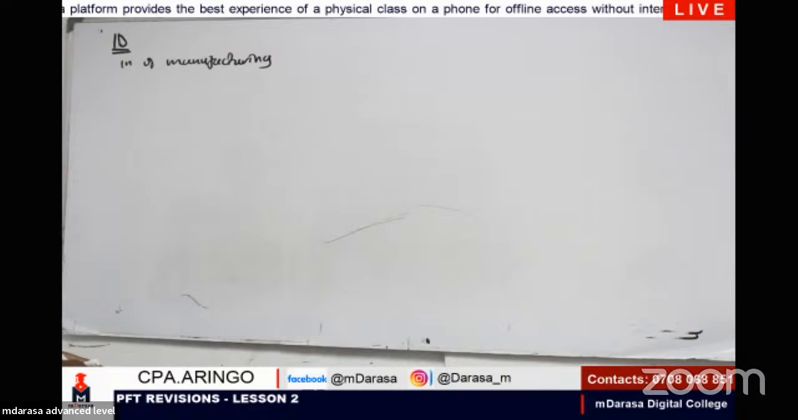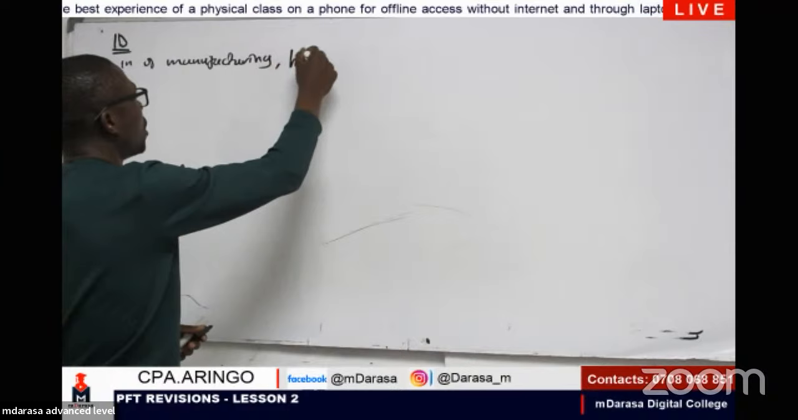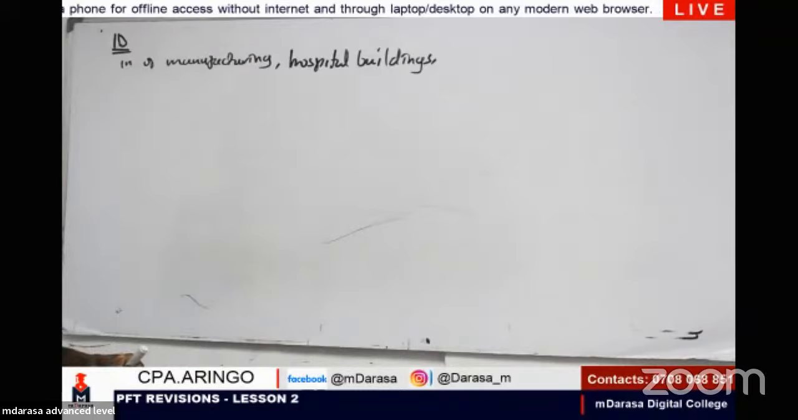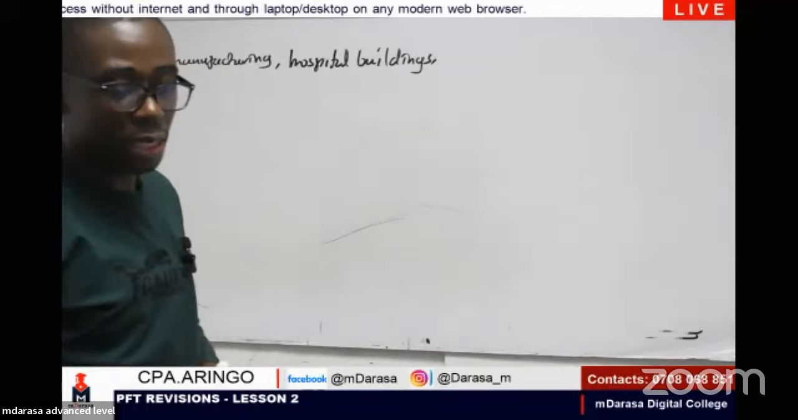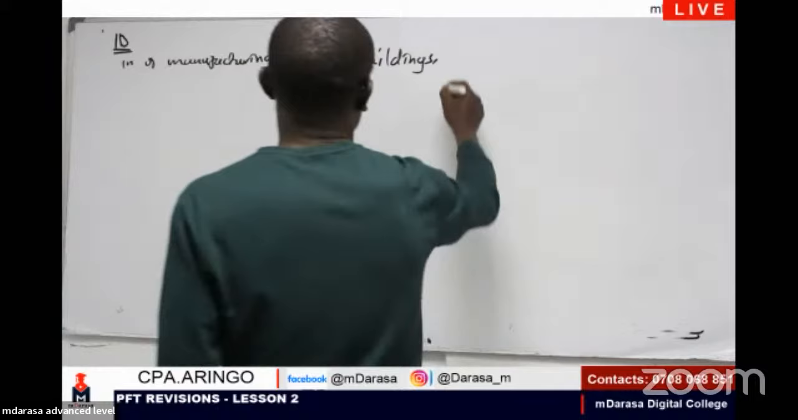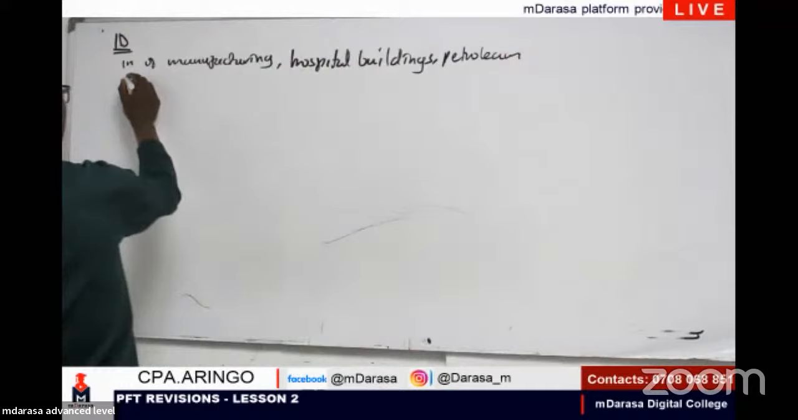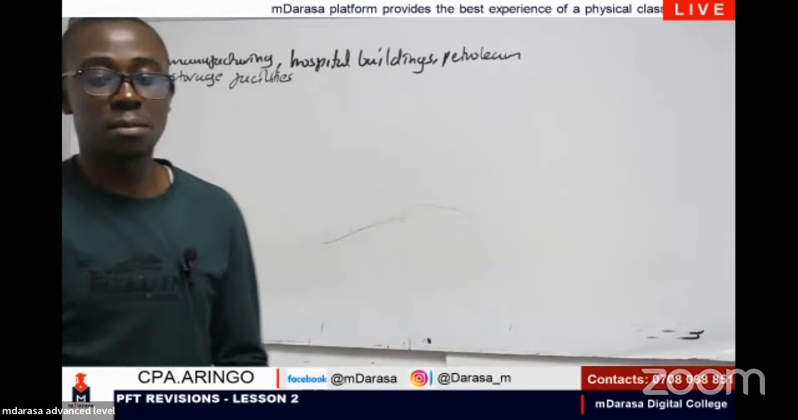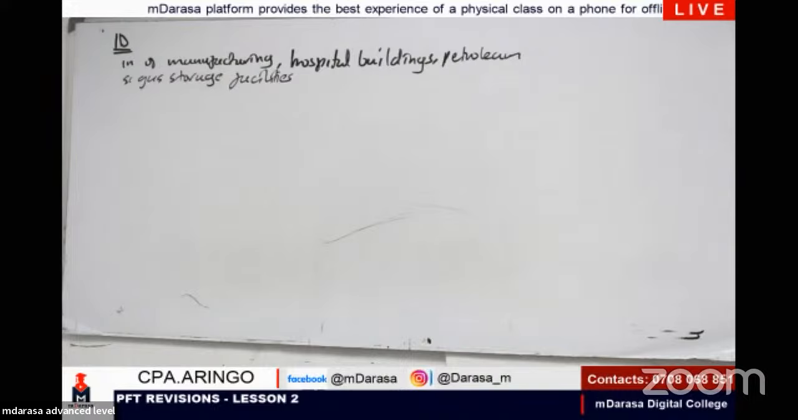Talk about aspects to do with those who have invested in hospital buildings. At this point, we normally talk about those who have invested in refineries, or in simple terms, petroleum and gas storage facilities. Remember, these are some of the items that were included. Initially, we didn't have petroleum and gas storage facilities in that list, but right now we have that.